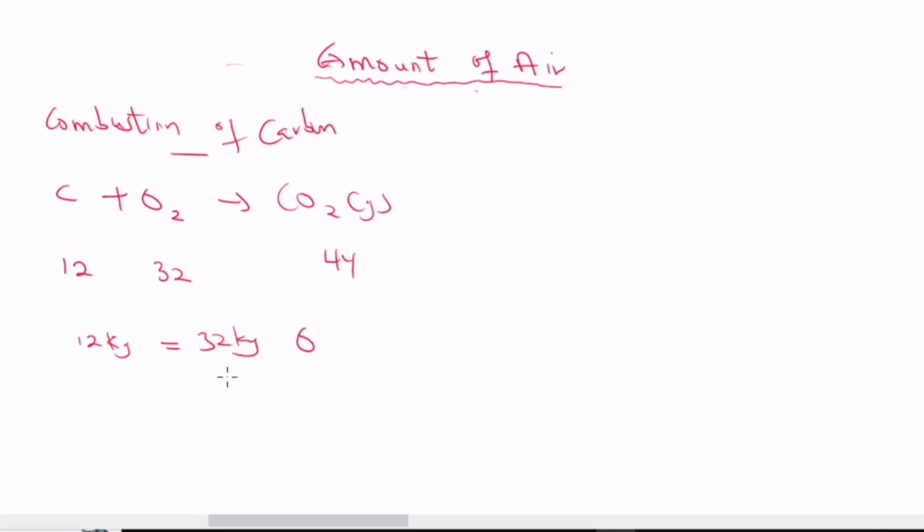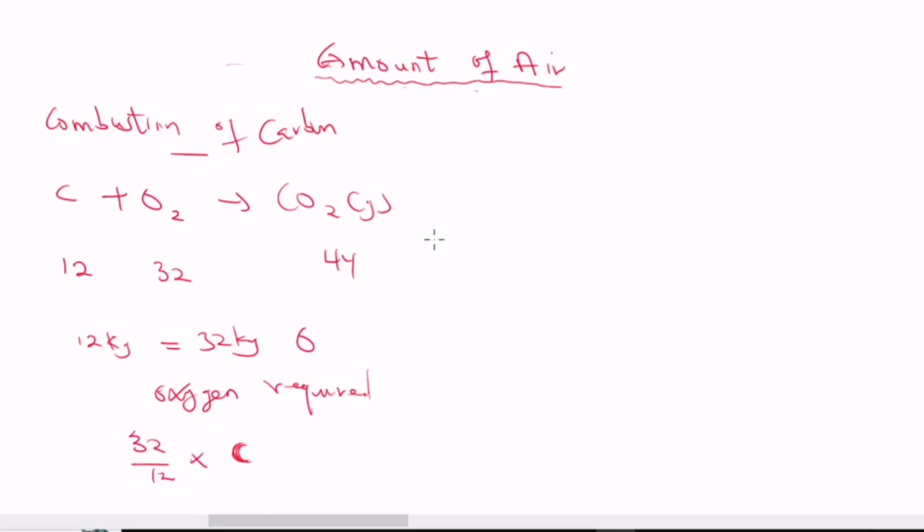So for C kilograms of carbon in the fuel, we're finding the oxygen required for a complete combustion. The formula we're going to use is 32 over 12 times the mass of carbon, or the composition of carbon. That is the formula when you are dealing with combustion of carbon: 32 over 12 times the carbon. We'll solve some examples and you'll understand.